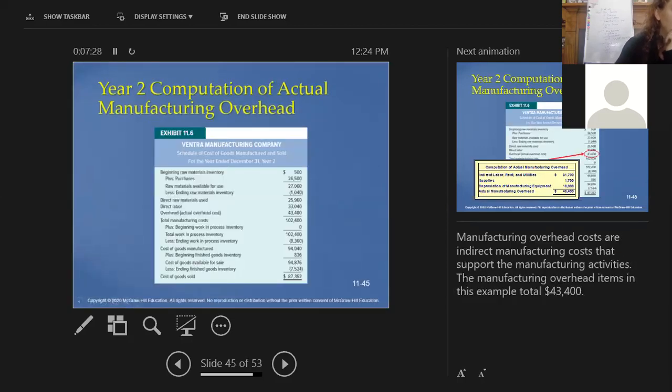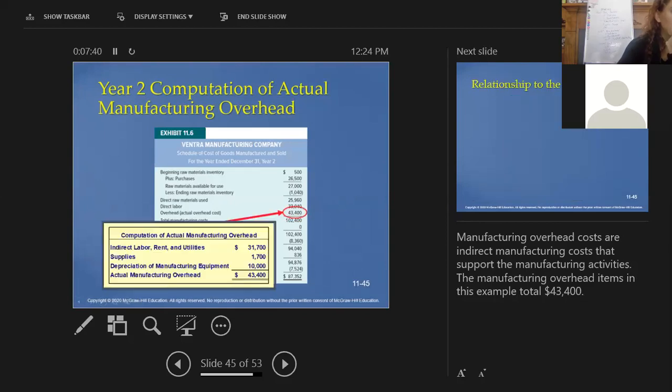All right. This is year 2, and it's just comparing the 2 years. If you are in your first year, you're not going to have a beginning balance. So I just wanted to point that out. I think you guys know what overhead costs are: indirect labor, indirect materials, and everything else not to do directly with the production process.